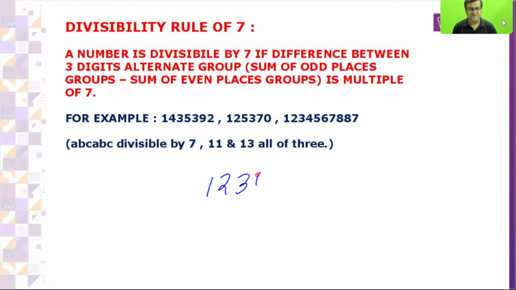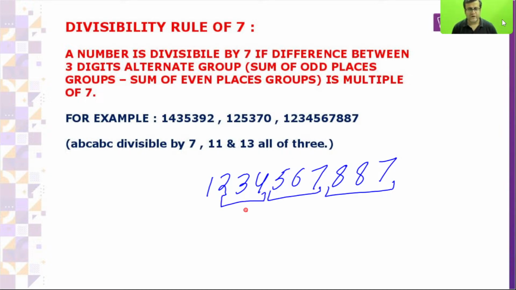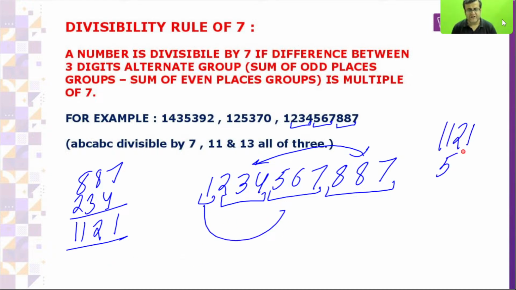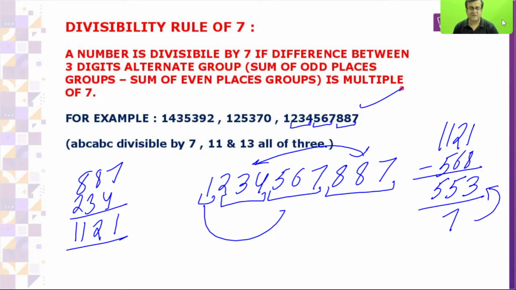1, 2, 3, 4, 5, 6, 7, 8, 8, 7. Okay. If this is the number, take 3 digits, 3 digits. Last 3 digits, then the next 3 digits, and this one. Add these two: 887 plus 234 is 1121. Then come to these two: 567 plus 1, 568. 1121 and 568. These two get subtracted. How much is left? Divide by 7. 7 sevens are 49, 7 nines are 63. Divisible, obviously divisible. I think this is clear.